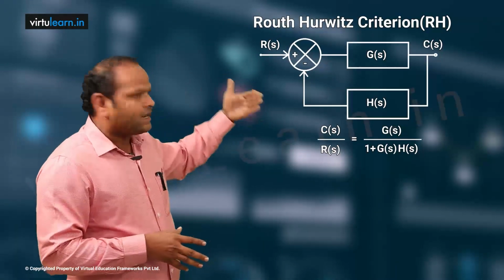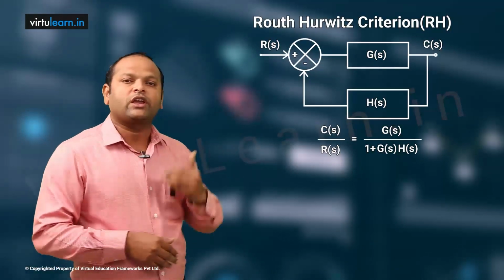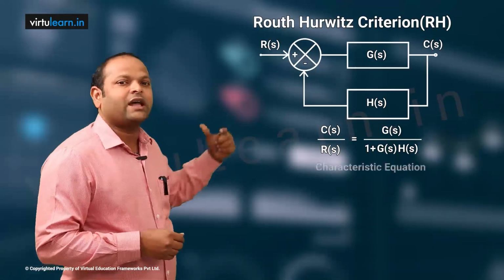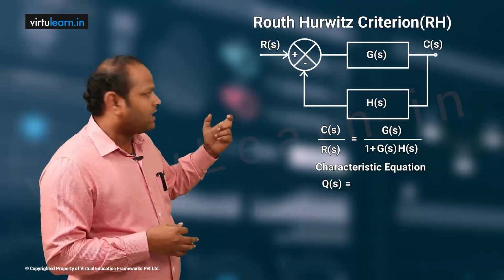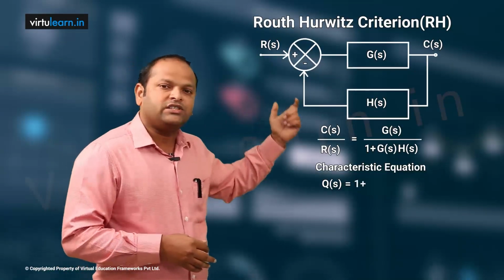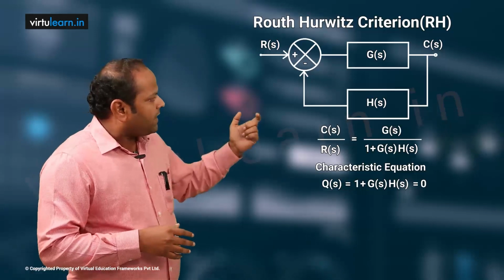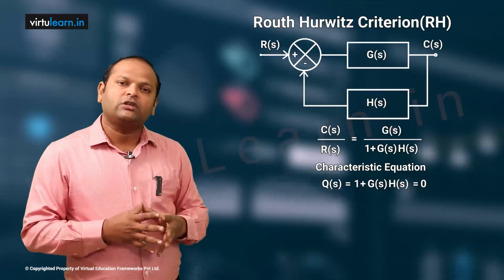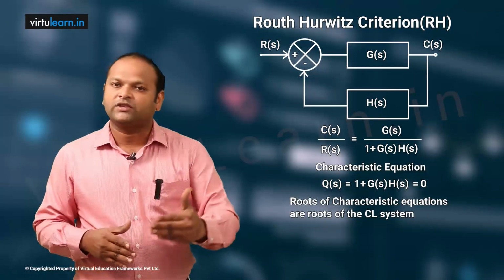Now to investigate the closed loop stability of this particular system, I need to look at the location of the poles. And for that, let us write the characteristic equation. We know what the characteristic equation Q of S is. That is 1 plus G of S H of S equal to 0. Now 1 plus GH of S equal to 0 is the characteristic equation. We know that the roots of the characteristic equation are the closed loop poles of the system.